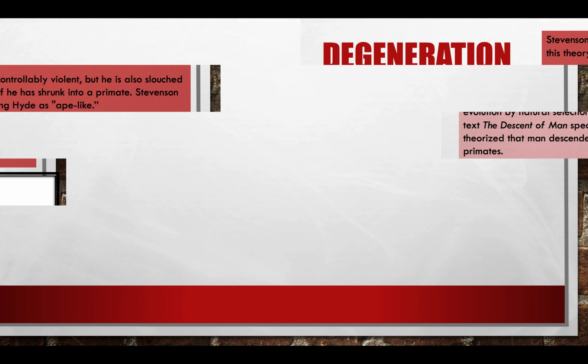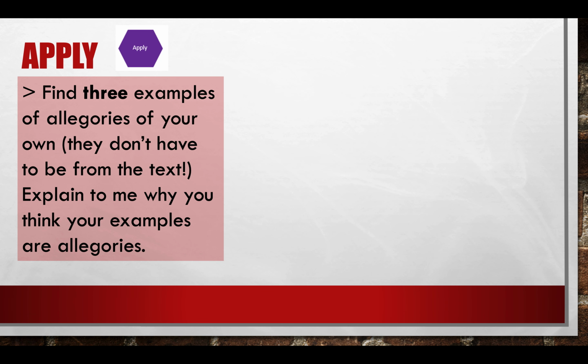Brilliant. Okay. So let's move on to our apply section. So I've just given you a couple of tasks here. So I want you first to find 3 examples of allegories of your own. They don't have to be from the text. So you could just Google, for example, example of allegory, and then as soon as you've done that, I want you to explain to me why you think your examples are allegories. What makes them an allegory?